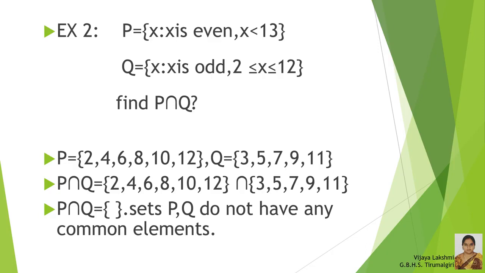P intersection Q is equal to 2, 4, 6, 8, 10, 12 intersection the set 3, 5, 7, 9, 11. Surprisingly, there are no common elements in both the sets. So we don't have any elements in P intersection Q. So P intersection Q is going to be a null set. So P and Q do not have any common elements.